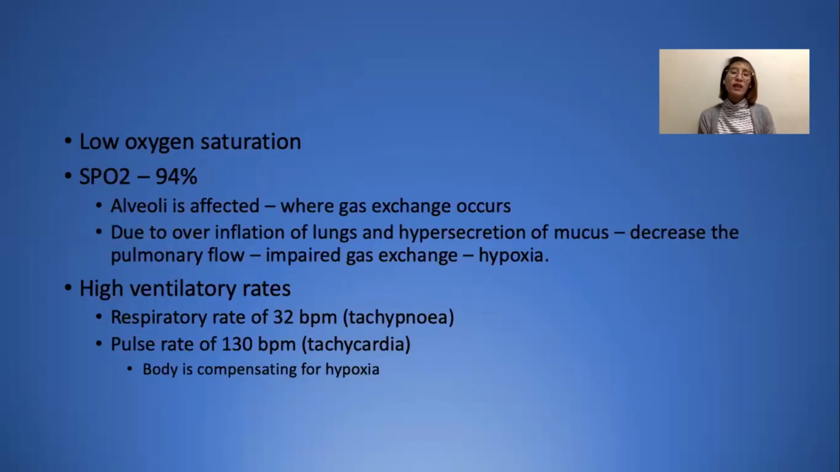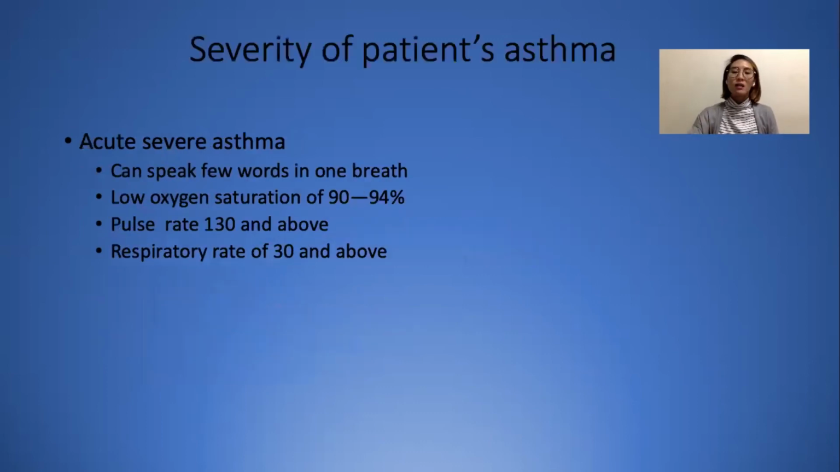An increase in ventilatory rate, which is the respiratory and pulse rate, happens because the body is trying to compensate for hypoxia, with decreased minute ventilation due to increased airway resistance and lung hyperinflation. So those are the signs and symptoms that Mr. Smith manifests during the examination that lead to an acute severe asthma diagnosis.